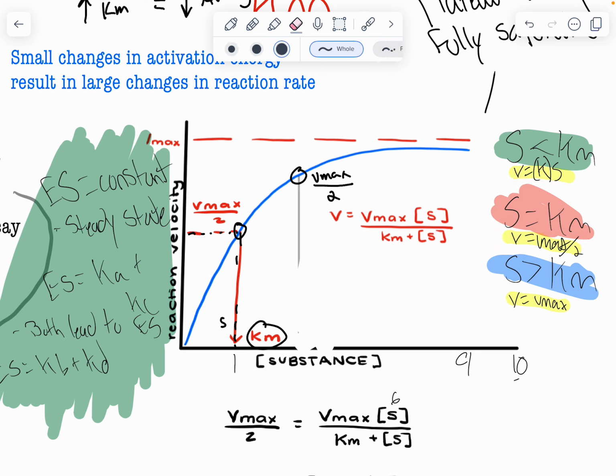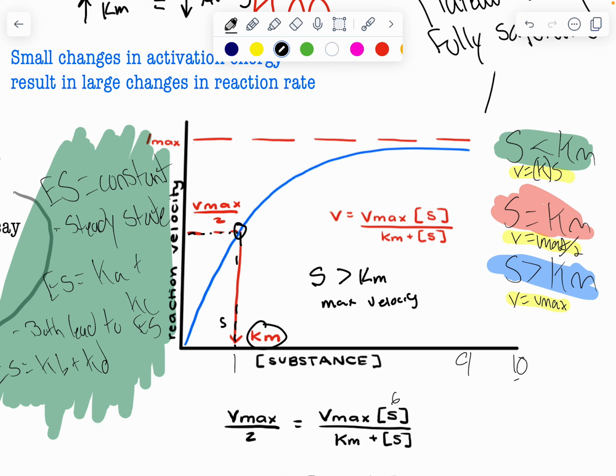Now, lastly, what happens if we add even more substrate and we get past our Km? We have more substrate than our Km, and our enzyme knows what to do with it. Well, we're at maximum velocity. So anytime our substrate level is greater than Km, I want us to know we have reached the maximum velocity of a reaction. And that just means our reaction is off to the races. Our enzyme is just pumping out products like nothing else, and we're as efficient as we can be.